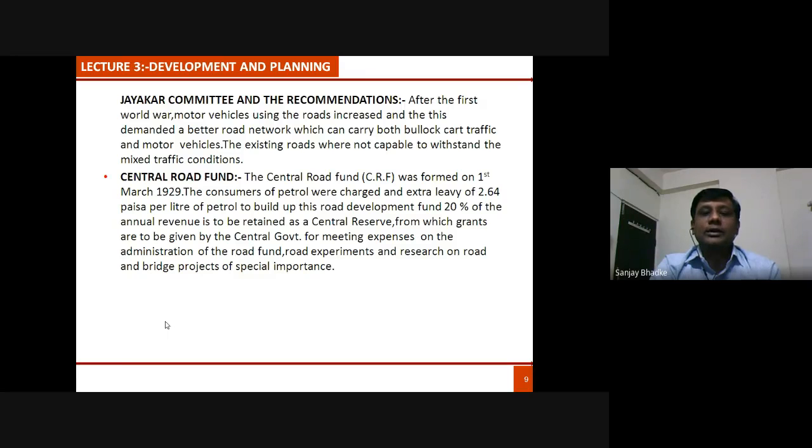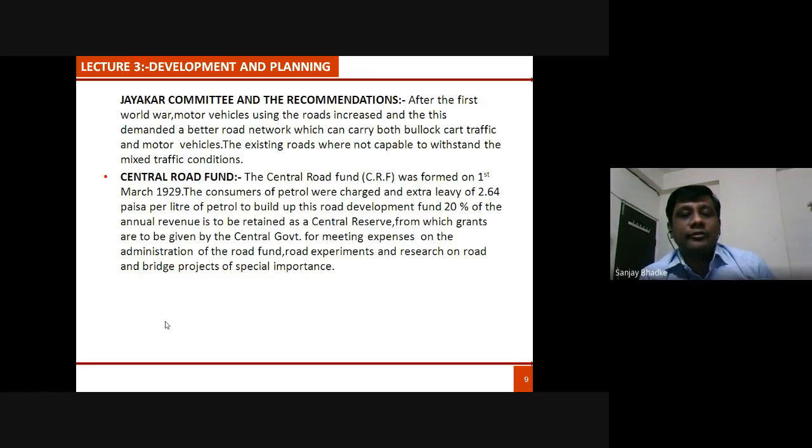Basically, it was decided that while constructing the road, we should construct various types of bridges. We know that when someone is going to construct a big structure like a bridge, we require funds. So this idea was generated in 1929, and one Central Road Fund was decided, through which the government generated various funds for the construction of roads in India.